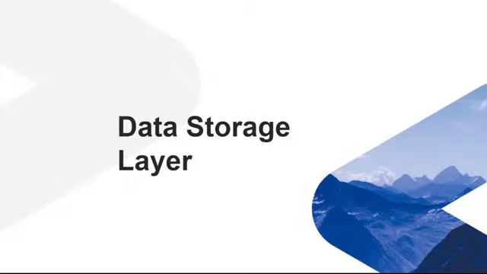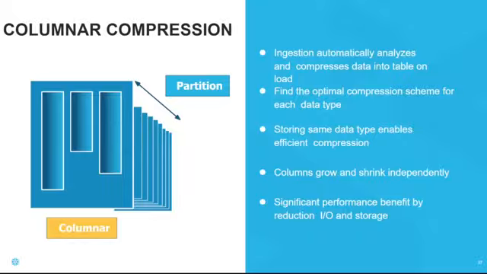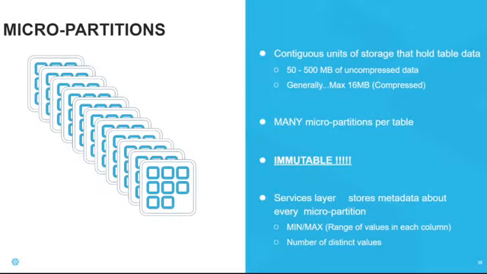The next layer is the data storage layer. This is the layer where we store all the data. The data storage layer in Snowflake is a hybrid columnar structure. It works on a concept called micro partitioning. Micro partitioning is a contiguous unit of storage that holds the table data. By default, you can create a micro partition of 50 to 500 MB of uncompressed data. But if your data is compressed, it generally goes to a maximum of 16 MB. You could have many micro partitions per table. It's immutable, so once you create a micro partition for a table, you cannot go and update that.